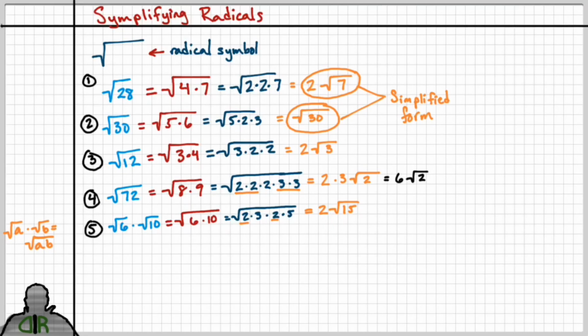Okay, I can't simplify this anymore. Sure, if I factored out the 15, I would get 3 times 5. But I can't then extract the 3 or extract the 5 because there's not a pair. Okay, and so this one is done. So getting down to here is the final answer here.